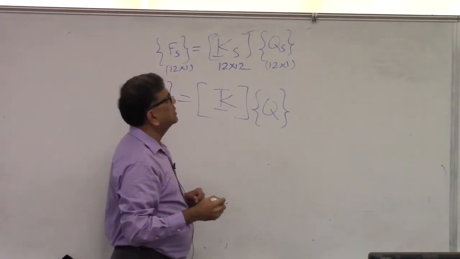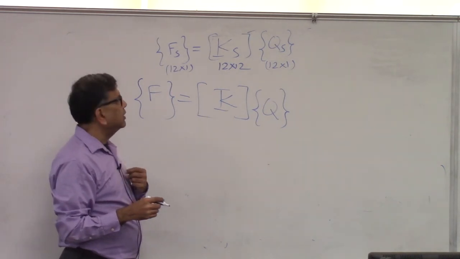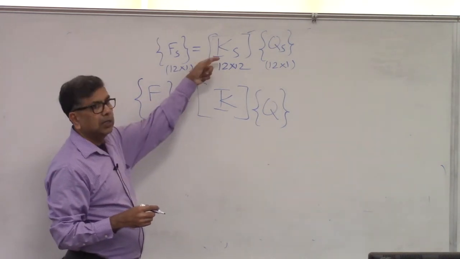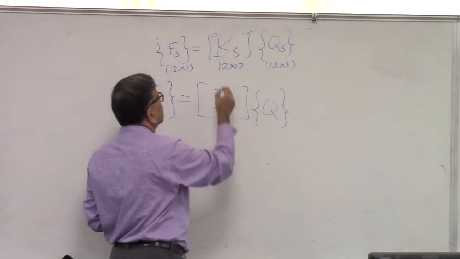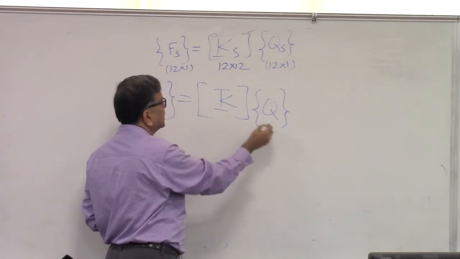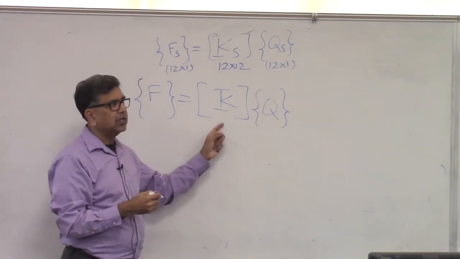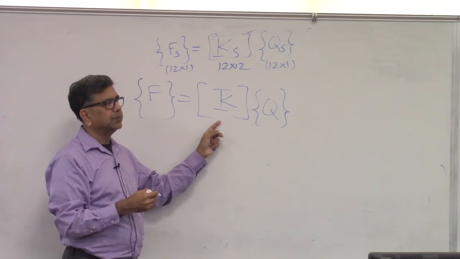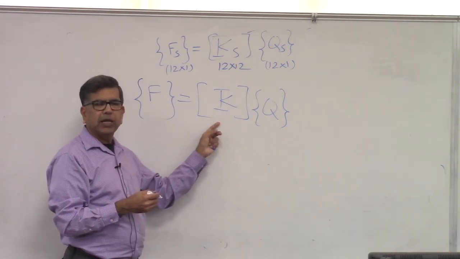Okay. Now it's a laborious task. In fact, the way I write the finite element program, I don't assemble KS. We don't assemble the big matrix. I assemble directly. Can anyone tell me what is the size of K, the global stiffness matrix in this problem? How many active degrees of freedom are there? How many degrees of freedom are alive?